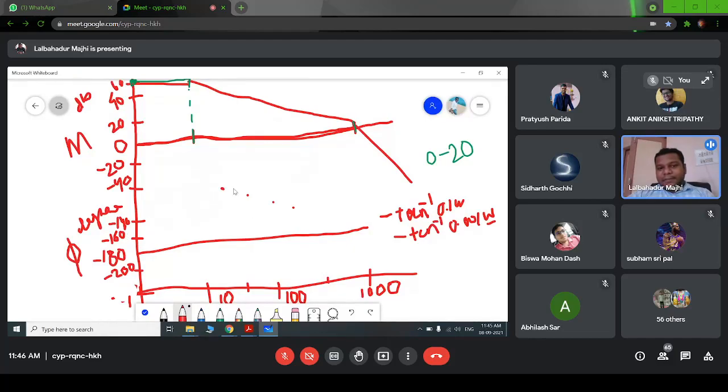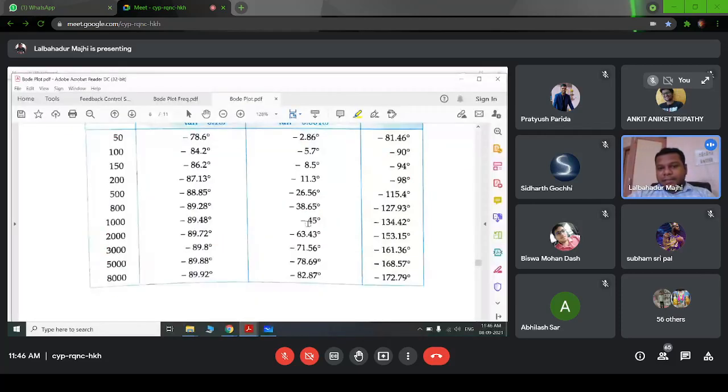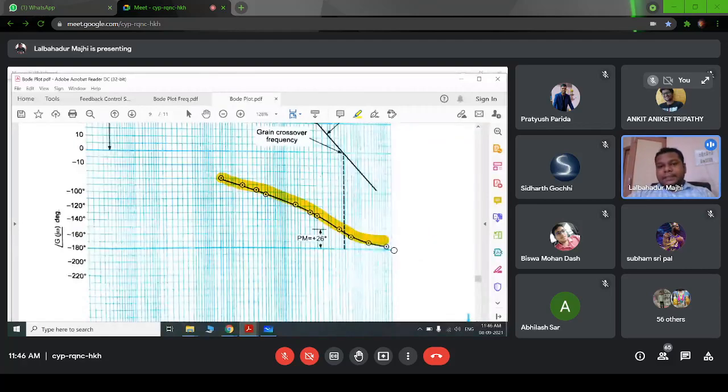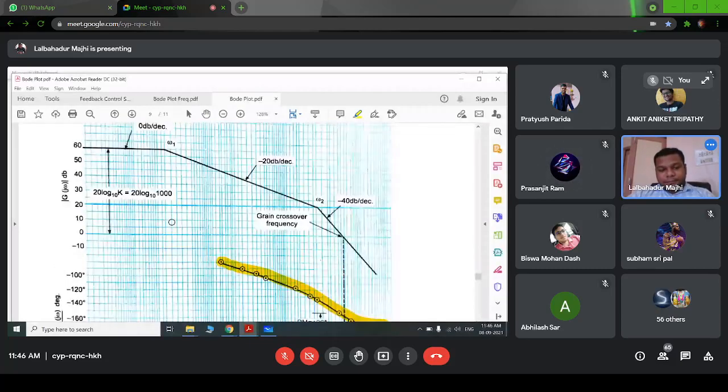Now the graph will come, then we have to connect the dots. So the phase plot is easy, okay? We only have to concentrate on the magnitude plot. Similarly, this will be a phase plot. Next we have to comment on the stability of the system, so for that.